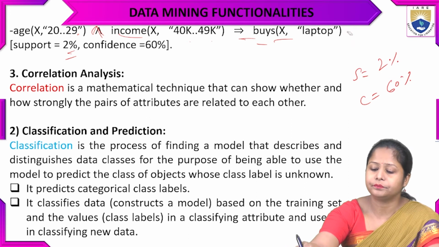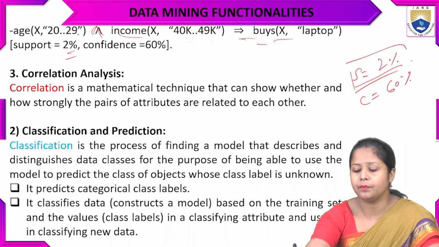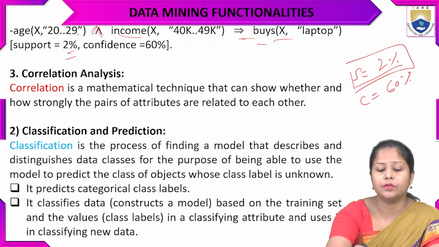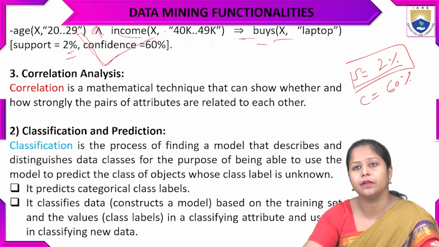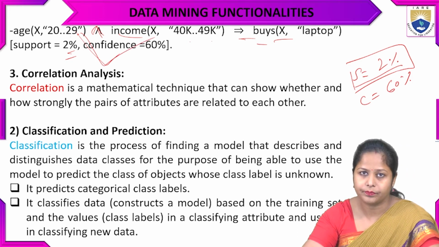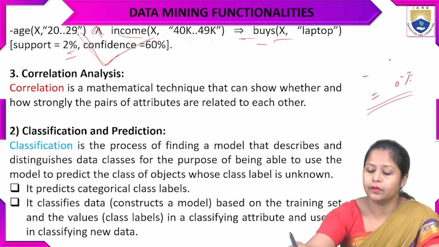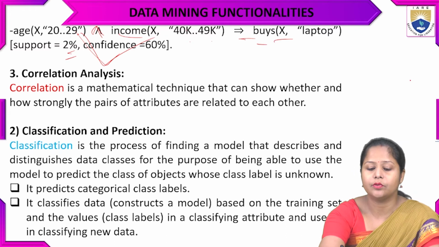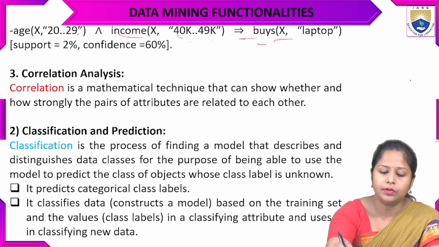So here the support depicts the 2% of the purchases that are going to take the age and income, that is, having the same age group and same income in between, that is going to buy a laptop. And the 60% confidence is that obviously this age group of customers, those having this 40 to 49,000 salary, are obviously going to buy a laptop. So that was the association rule depiction.